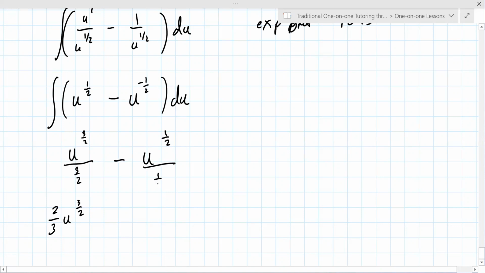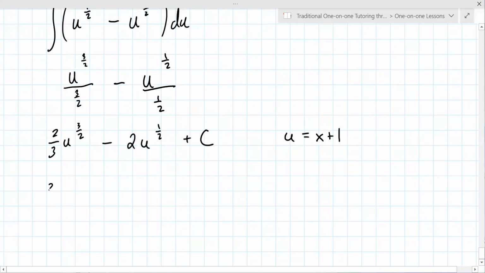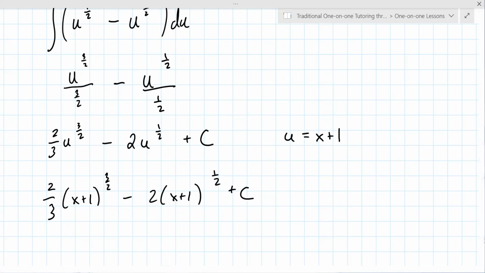2/3 minus 2u to the 1/2. And u was x plus 1. So 2/3 (x plus 1) to the 3/2 minus 2 (x plus 1) to the 1/2 plus C. And you just leave it like that. Yeah. Okay.